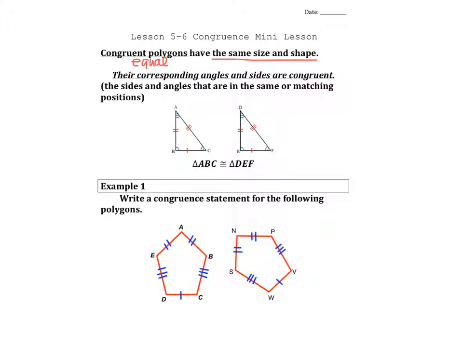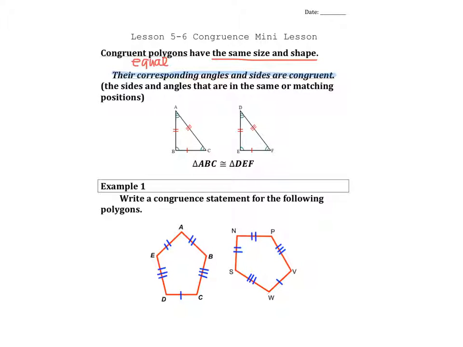Like identical twins, exactly the same. Everything about them is the same. Their corresponding angles and sides are congruent. And remember, corresponding meant they're in the same position. So angles in the same position, or sides that are in the same position, or that match, they are congruent to each other. So if I'm looking at our very first set of triangles here, I have triangle ABC is congruent to triangle DEF.